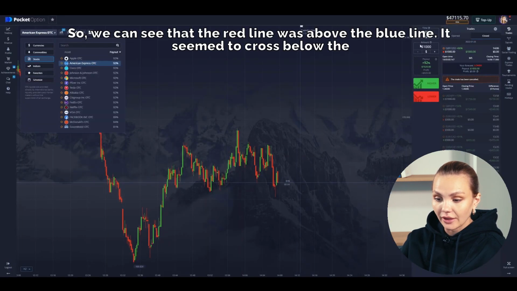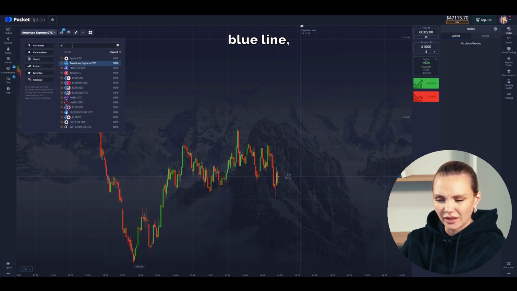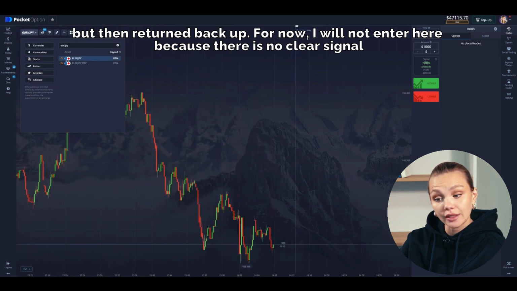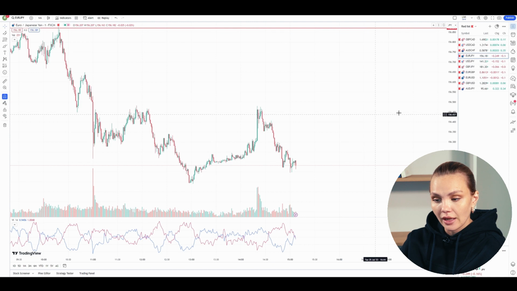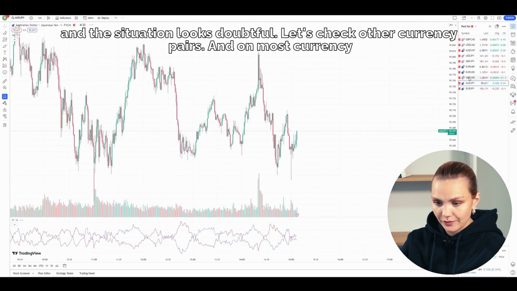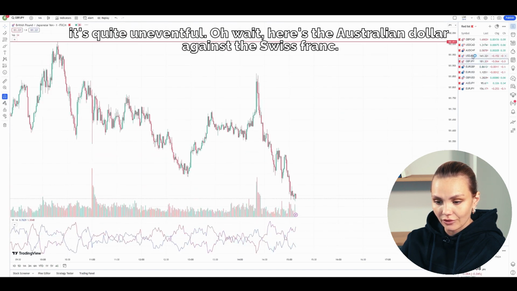So we can see that the red line was above the blue line. It seemed to cross below the blue line, but then returned back up. For now, I will not enter here because there is no clear signal and the situation looks doubtful. Let's check other currency pairs. And on most currency pairs, it's quite uneventful.